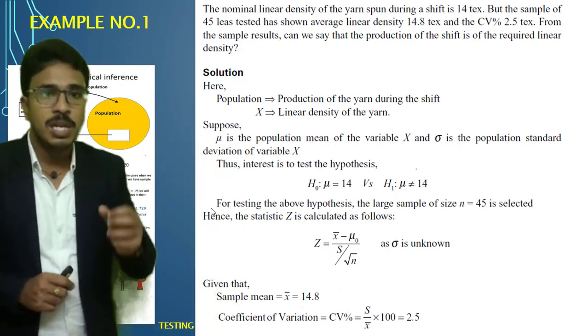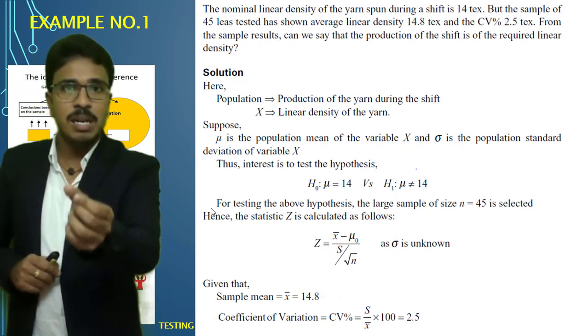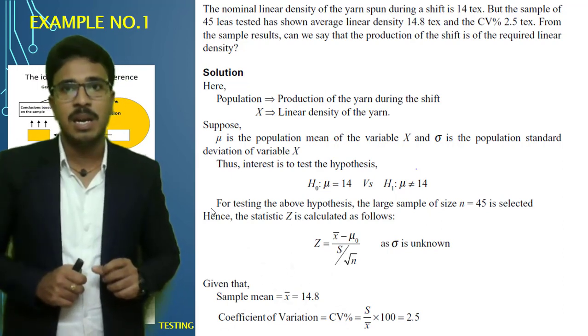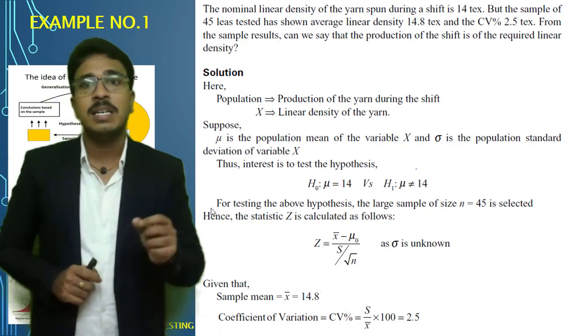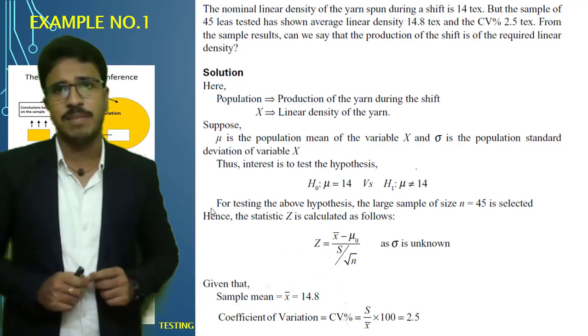Afterwards, the information which is given: the sample mean, that is x bar, is given as 14.8. And what other information is given? The sample coefficient of variation, that is the CV percentage, is given.